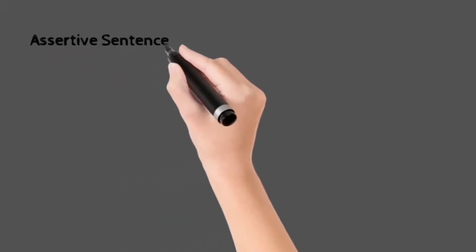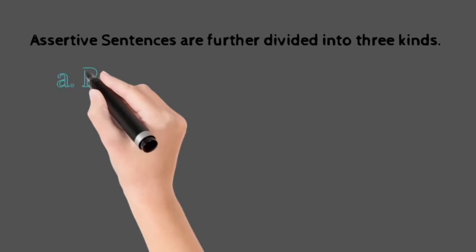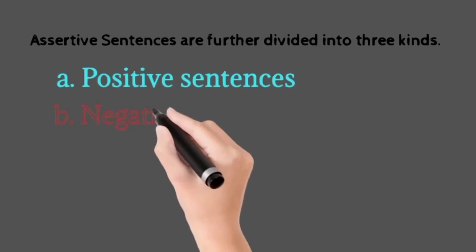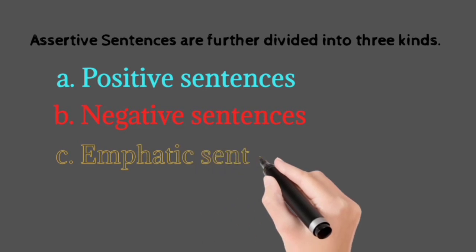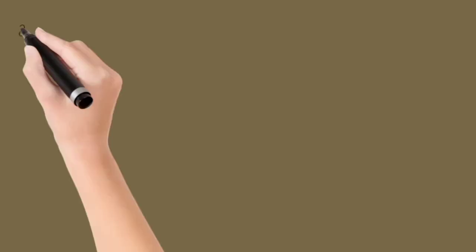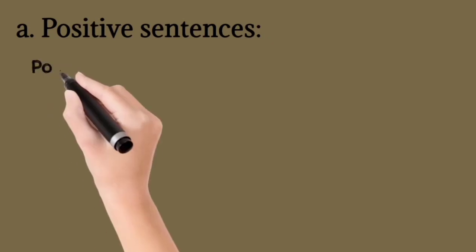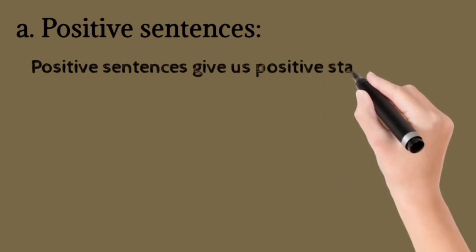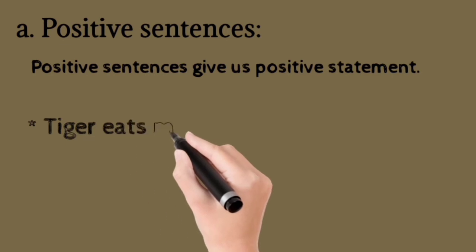Assertive sentences are further divided into positive sentences, negative sentences, and emphatic sentences. Positive sentences are affirmative sentences. Affirmative sentences give us positive statements. Like, tigers eat meat. I have learned my lesson.